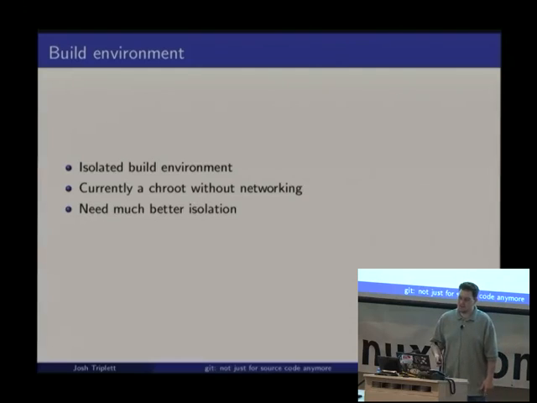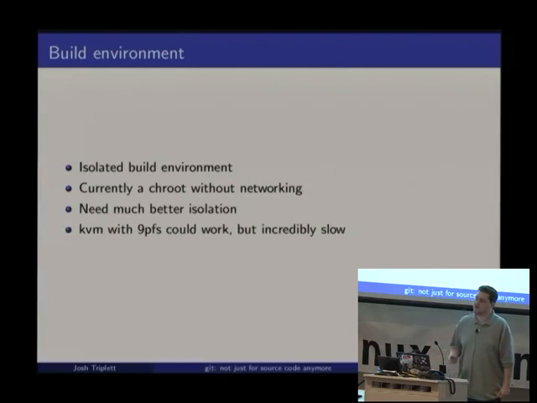And the better isolation I've looked at is using something like KVM with the 9p file system. It's a hostfs style file system that you can point at a directory. That would work really nicely, except it's incredibly slow. A kernel build that would take about 20 seconds on a host machine will take several hours inside 9p, just because the latency is tens of milliseconds per file. So that's pretty awful. I'm still looking for a better solution there. Suggestions are welcome.